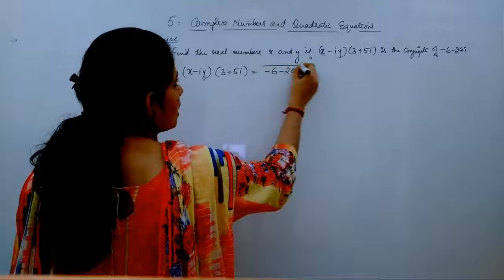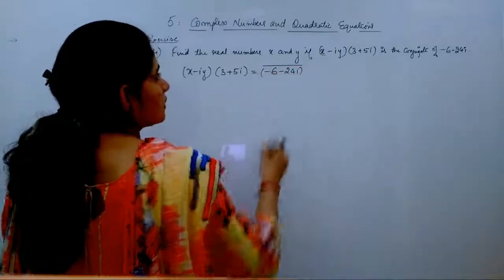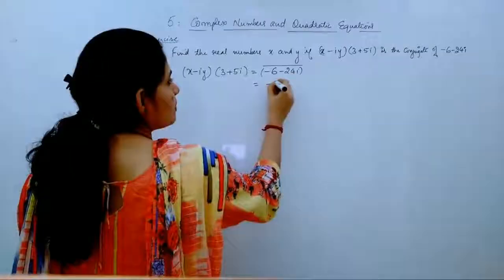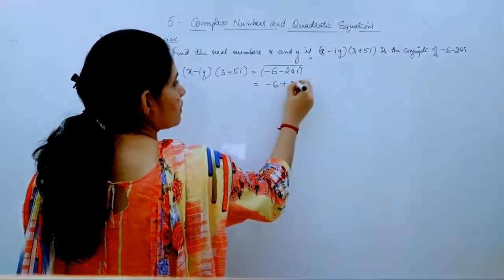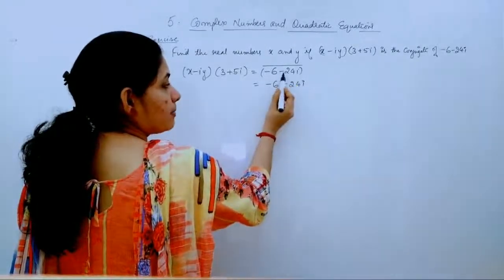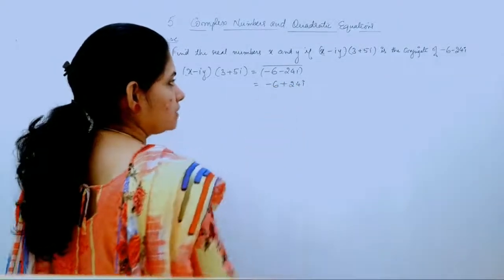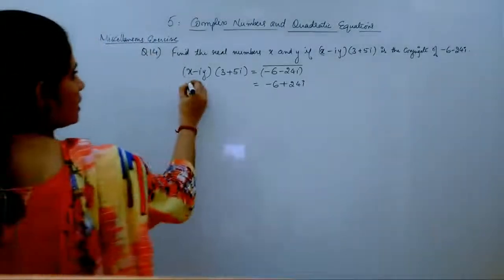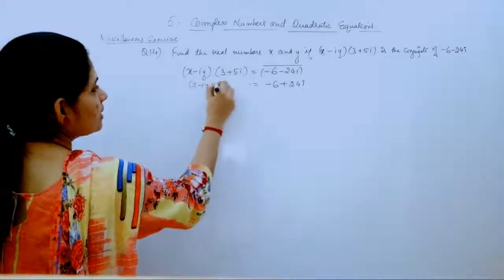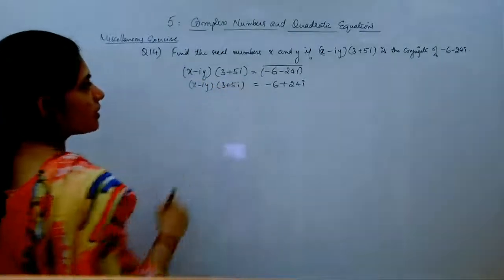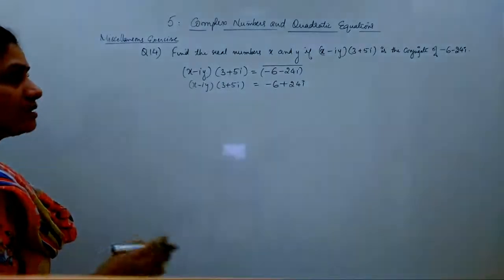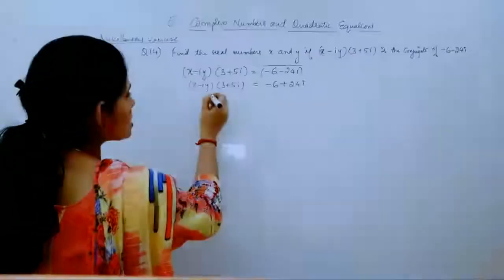Conjugate symbol is bar, right? Whole bar of this number, and the conjugate of this number will be minus 6 plus 24i. That is, we are changing the sign of the imaginary part. If it is negative, it will become positive while taking the conjugate. Now we have to just multiply the left hand side and then compare the real and imaginary parts separately in order to get the equations with x and y. Two equations in two unknowns.